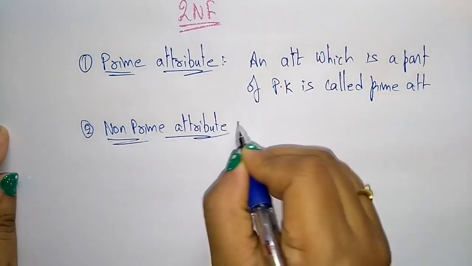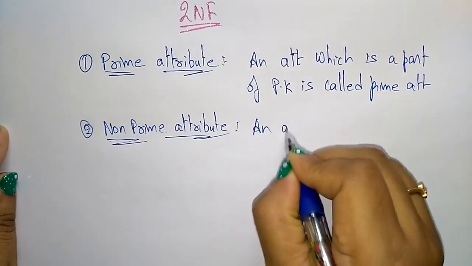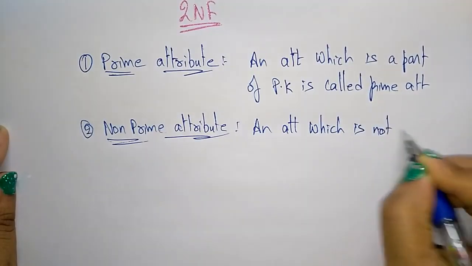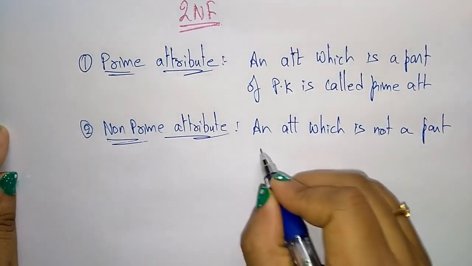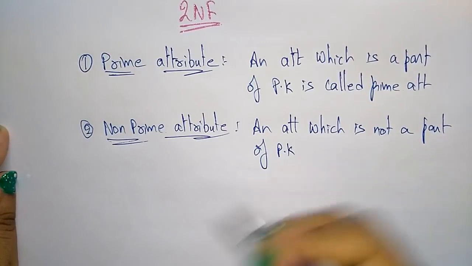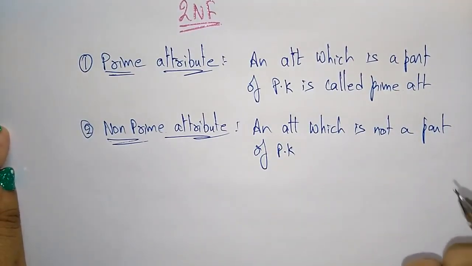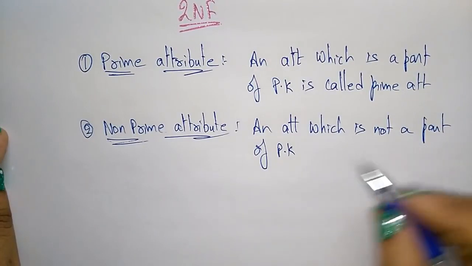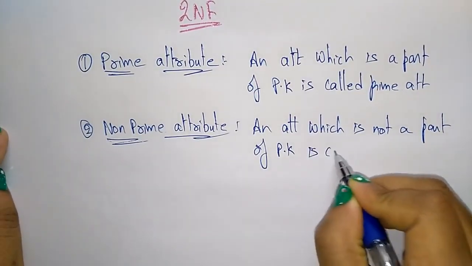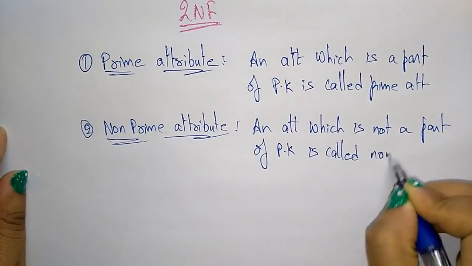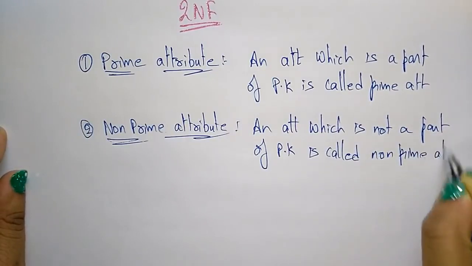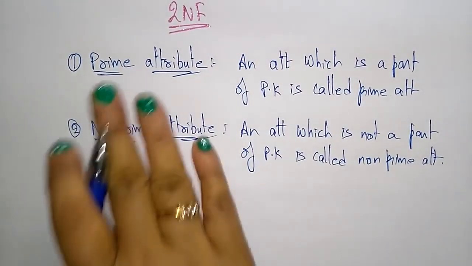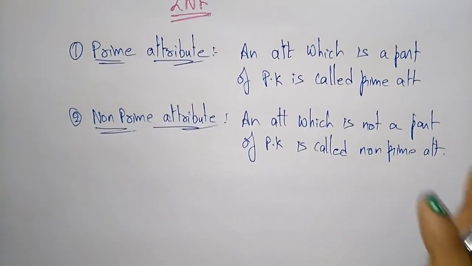Non-prime attribute: an attribute which is not a part of the primary key, which means it is a non-key attribute. You call it a non-prime attribute, meaning a non-key attribute. The attribute which is not part of the primary key is called a non-prime attribute. Okay, so let's know about these two concepts, prime attribute and non-prime attribute.